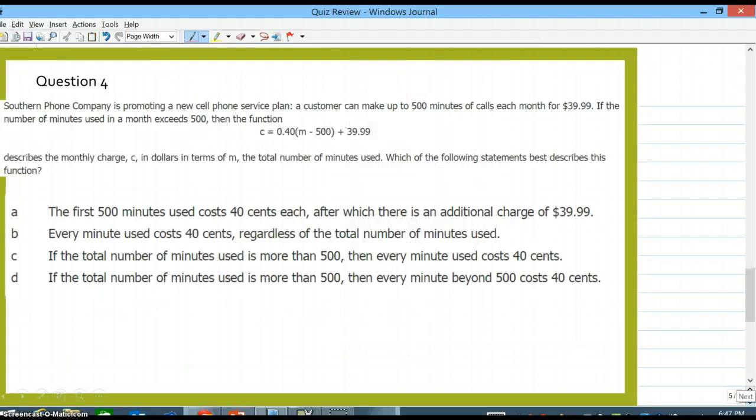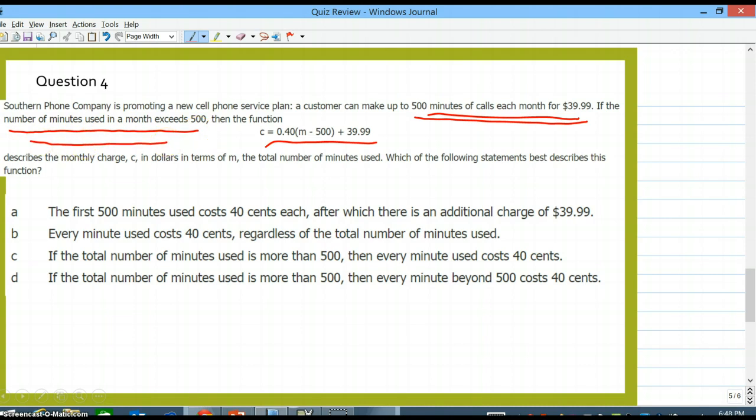Southern Phone Company is promoting a new cell phone service plan. A customer can make up to 500 minutes of calls each month for $39.99. If the number of minutes used a month exceeds 500, then the function describes the monthly charge C in dollars in terms of N, the total number of minutes used. Which of the following statements best describes this function? So we're going to use this equation to figure out how much this person will pay if the number of minutes exceeds 500 a month. If it does not exceed 500 minutes, then we would only pay $39.99. That's what the problem tells us.